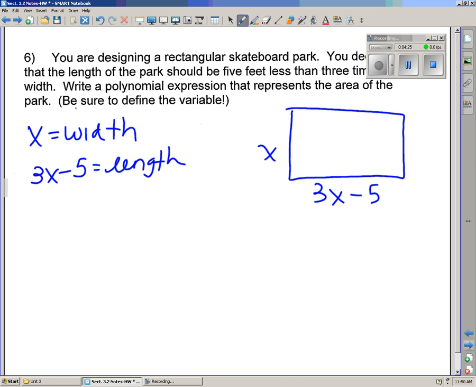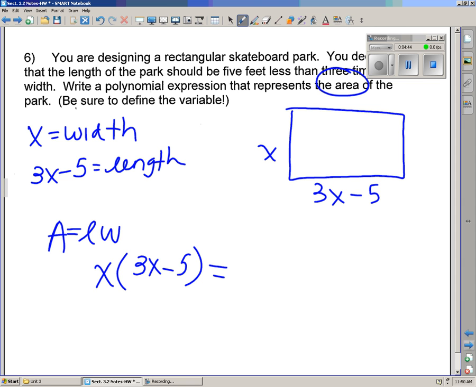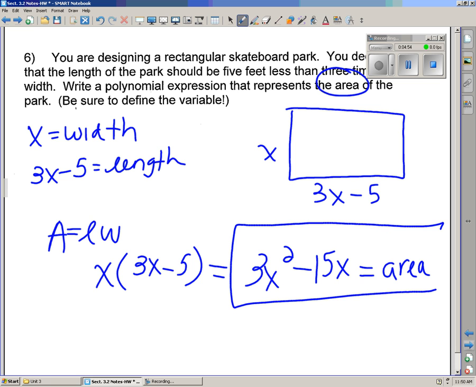So it wants to know the area of the park. And if you remember, in terms of area, that's going to be length times width. So then the area is going to be, and I'm going to do width times length. It doesn't make a difference. I'm going to say, well, if I multiply my length and my width together, and I distribute, I'm going to get 3x squared minus 15x equals the area. And that's it. Okay, so that is enough to get started on the homework.